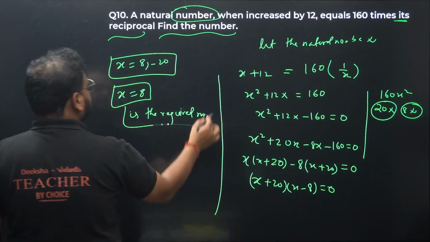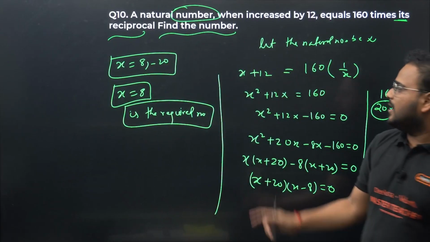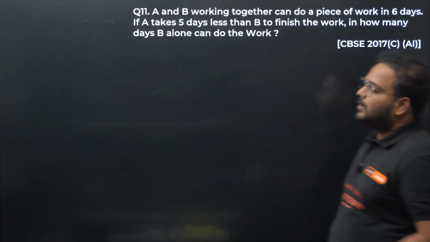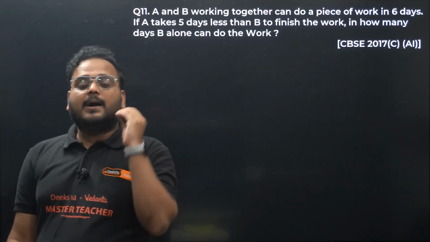Natural number. Clear, very clear. 10th is done. Question number 11 now. Please have a look. Now the time and work questions using quadratic, superb. They keep asking this kind of question.